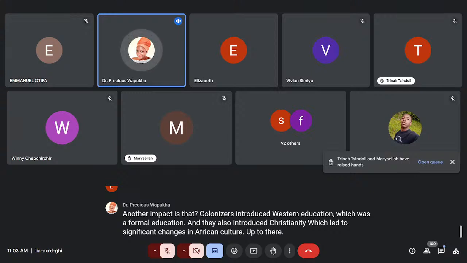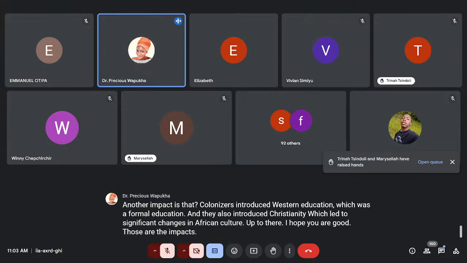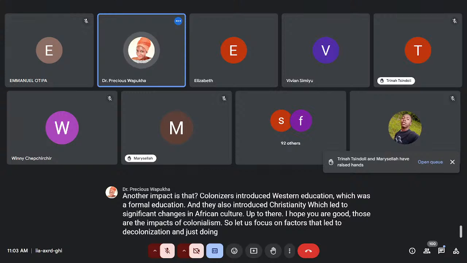Up to there, I hope you are good. Those are the impacts of colonialism. So let us focus on factors that led to decolonization. I'm just doing a recap.